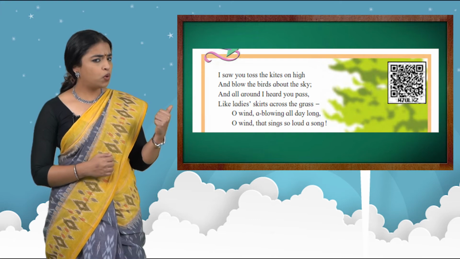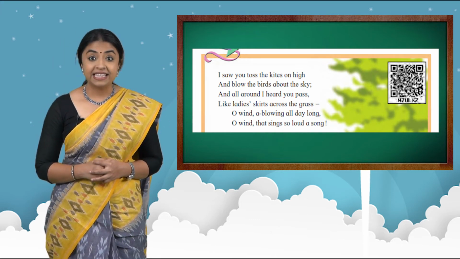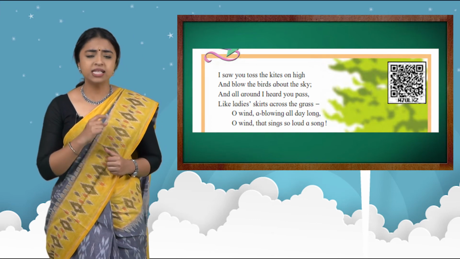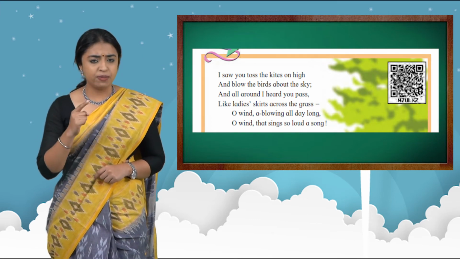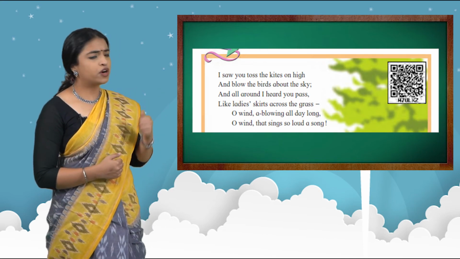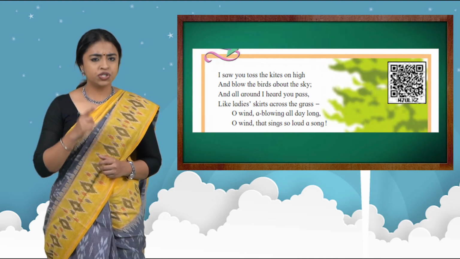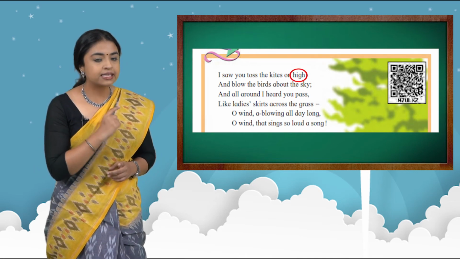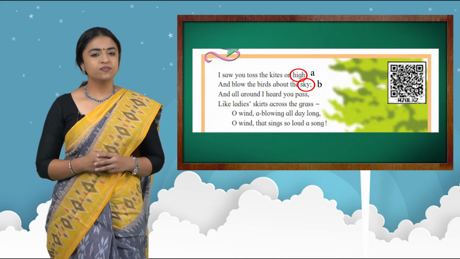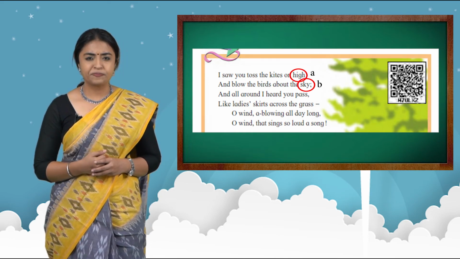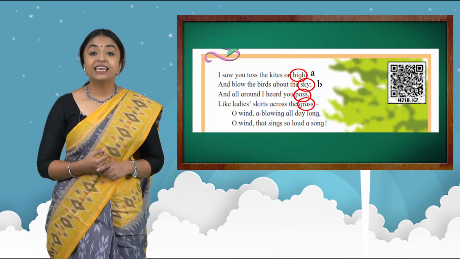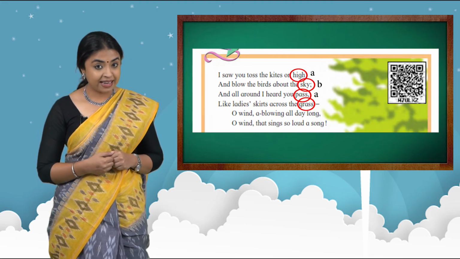Now, if you look at the board carefully, you will see that there is a pattern in these rhyming words. अगर आप बोर्ड को ध्यान से देखेंगे तो आपको नजर आएगा कि इन राइमिंग वर्ड्स में एक पैटर्न है. Let us see how. Now, let us look at the first two lines. The rhyming words in the first two lines are high and sky. Let us name them A and B. Now, let us move on to our next two lines. Next two lines have pass and grass. Let us name them A and B.